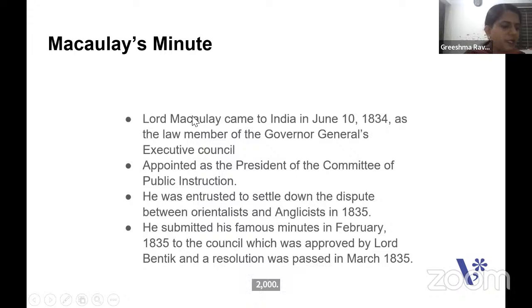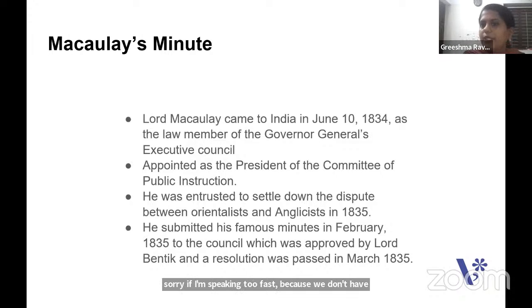Now we will move to Macaulay's Minute. I'm sorry if I'm speaking too fast because we don't have time. We have to cover it. So, Macaulay's Minute. Lord Macaulay came to India on June 10, 1834 as a law member. Statement-type questions like these can be asked. What was his position when he came to India? He was a law member of the Governor General's Executive Council, appointed as the President of the Committee of Public Instruction. He was entrusted to settle the dispute between the Orientalists and Occidentalists, the Oriental and Occidental controversy.